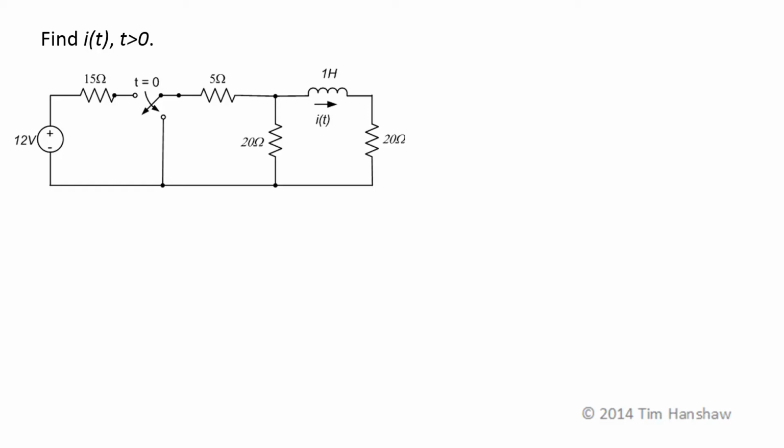Another very simple problem statement. We want to find i of t, which is the current through the inductor with positive being in this direction for t greater than 0. So since we want to find i of t for t greater than 0, let's look at the circuit for t greater than 0.